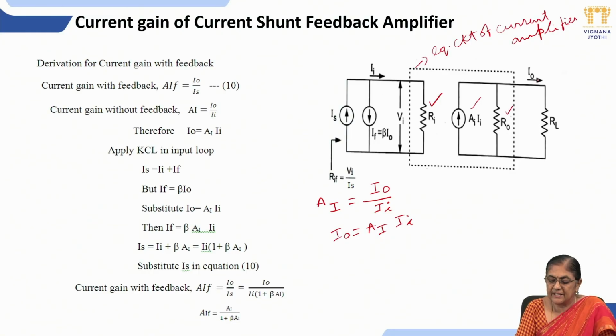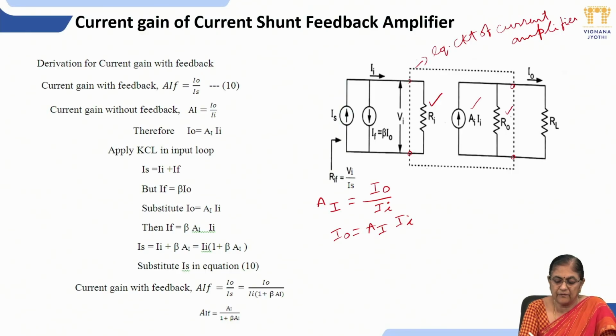By observing this diagram, Is is the current source and If is the output of the feedback network. If is equal to beta I naught, and II is the current flowing through the input terminals of the basic amplifier. These two are input terminals of the basic amplifier. These two are output terminals of the basic amplifier. Vi is the voltage drop across Ri, and I naught is the current flowing through the load resistance. Now we will see the derivation for current gain with feedback.